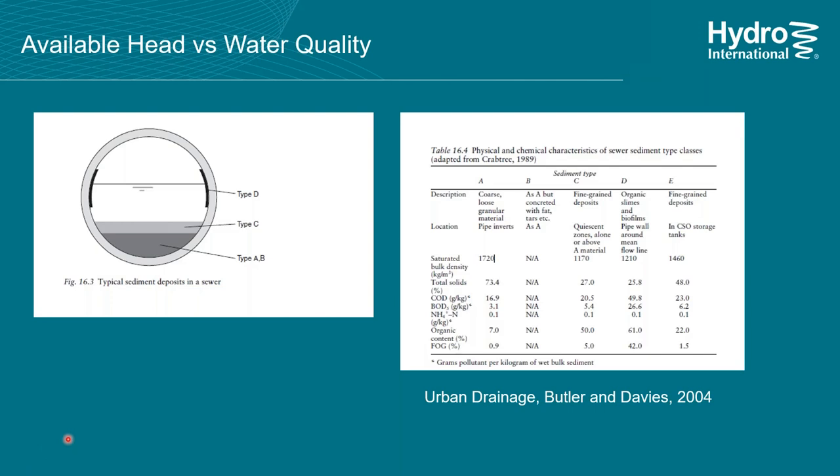There's one other side topic that I want to address here. Sometimes on a site, you're juggling available head on the site versus your water quality goals. I do want to point out that when you're bypassing, particularly when you're using a weir, the flow that's being bypassed is at the top of the water column. This is a slide from Urban Drainage, a well-respected textbook by Butler and Davies, and they characterize what's going on in a sewer and how bed loads are transported and things like that.